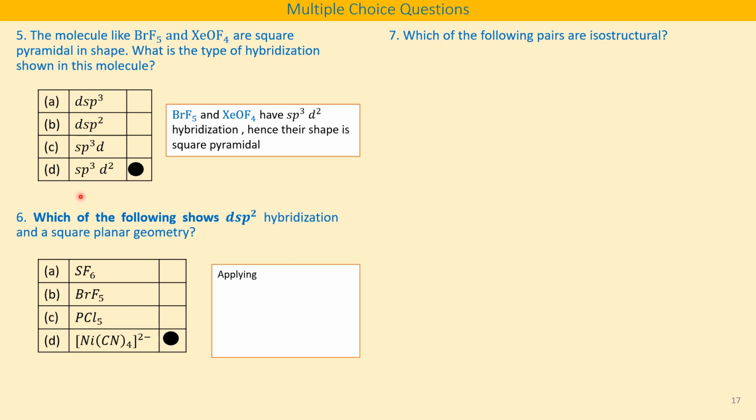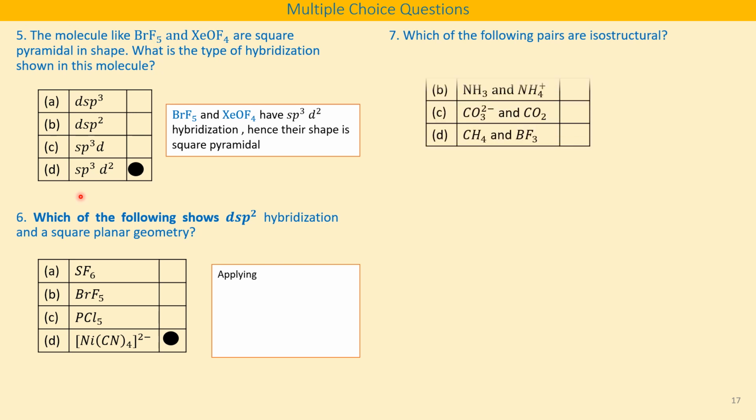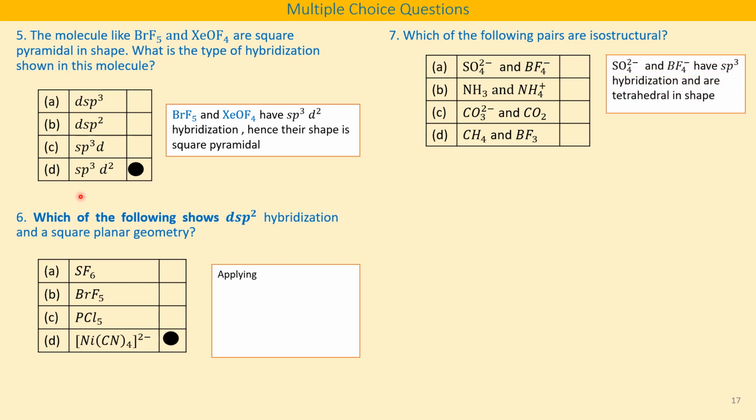Next question. Which of the following pairs are isostructural? Four options are given. Option A SO4 2- and BF4-. Option B NH3 and NH4+. Option C CO3 2- and CO2. And option D CH4 and BF3. SO4 2- and BF4- have sp3 hybridization and are tetrahedral in shape. So the correct answer is option A.